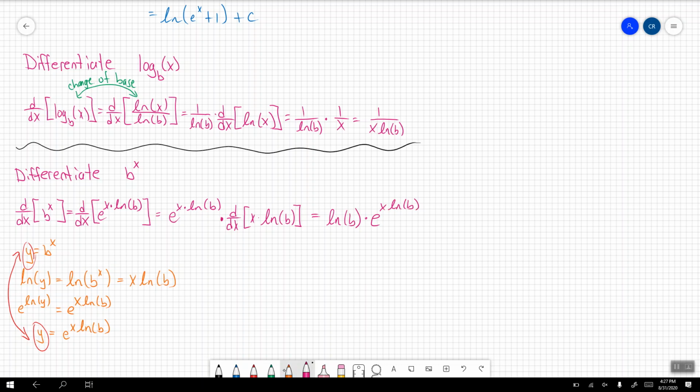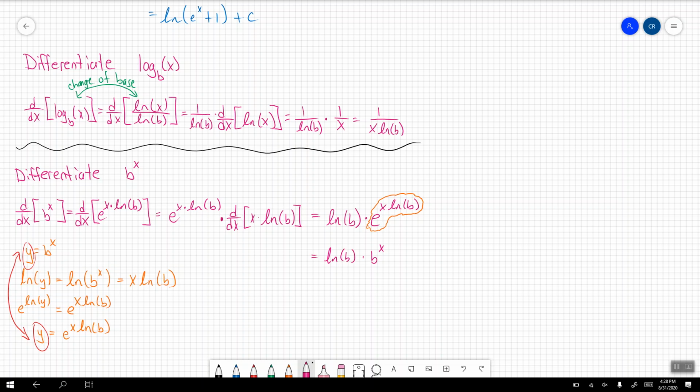But at the end of the day, once again, what is this expression equal to? e to the power of x times natural log of b? Well, that was my initial b to the x, which means that at the end of the day, I'm left with natural log of b multiplied by b to the power of x. And this is my derivative for any base to the power of x. So again, we used the operation on these two processes.